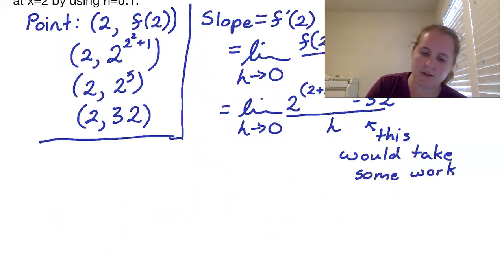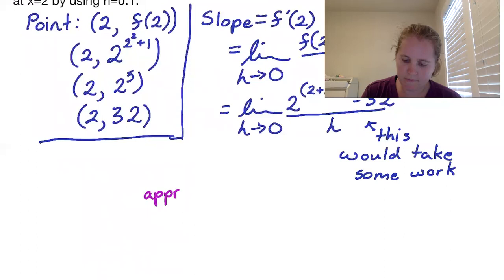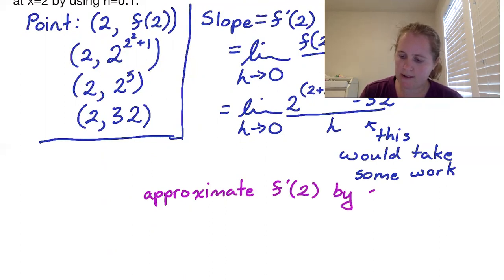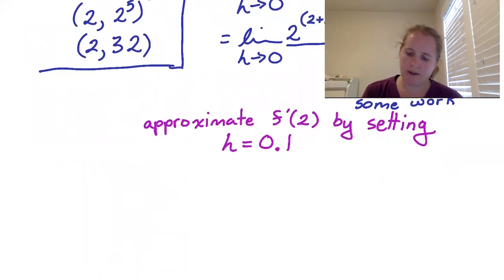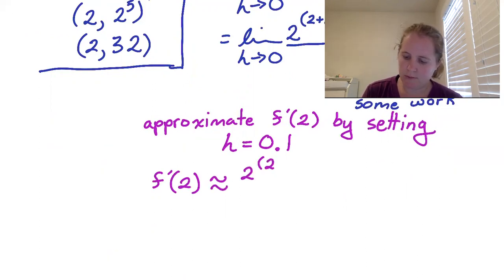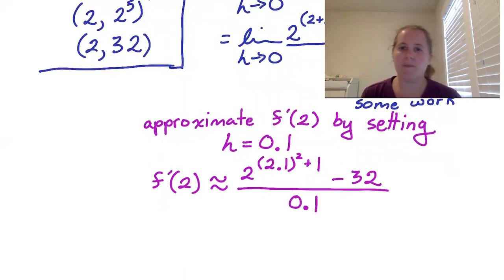And so what we are going to do is we are going to approximate f prime of 2 by setting h equal to 0.1. So we have f prime of 2 is approximately 2 to the 2.1 squared plus 1 minus 32 all over 0.1.